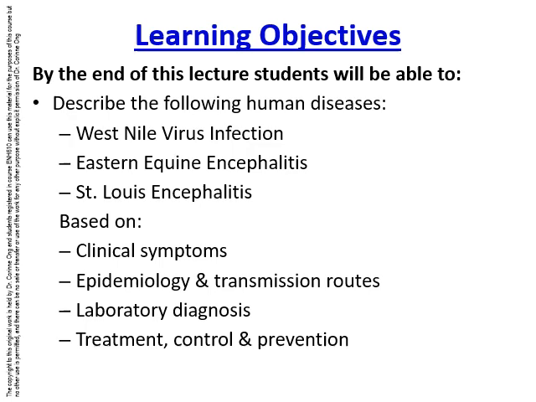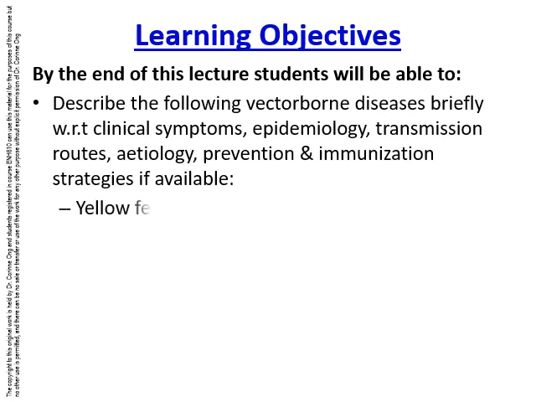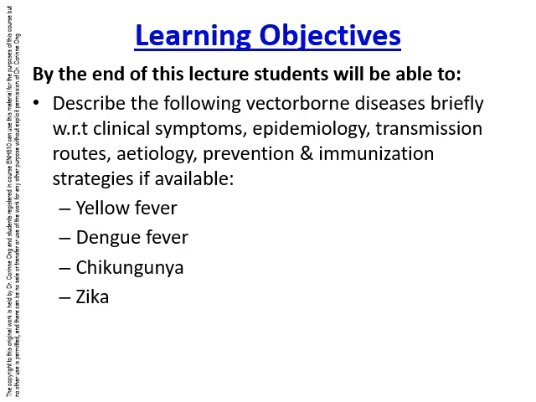Eastern equine encephalitis, St. Louis encephalitis, based on their clinical symptoms, epidemiology and transmission routes, laboratory diagnosis, treatment, and control and prevention. We will also try to describe the following vector-borne diseases briefly with respect to clinical symptoms, epidemiology, transmission routes, etiology, and prevention and immunization strategies if time permits. These diseases are yellow fever, dengue fever, chikungunya, Zika.